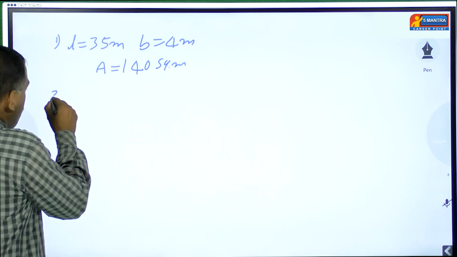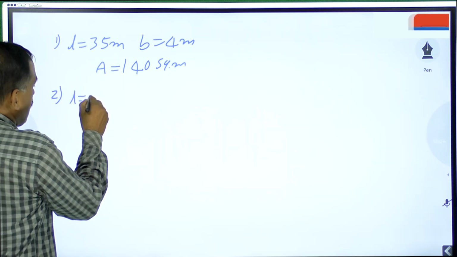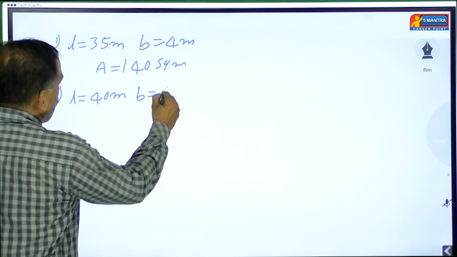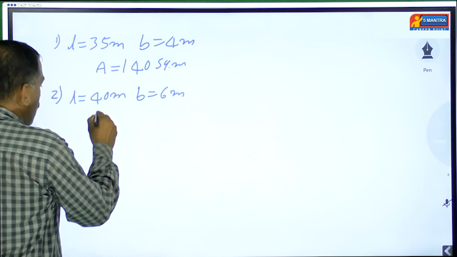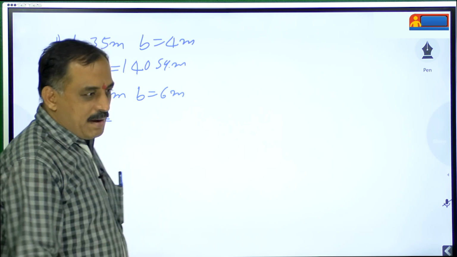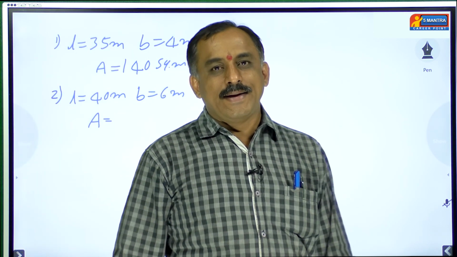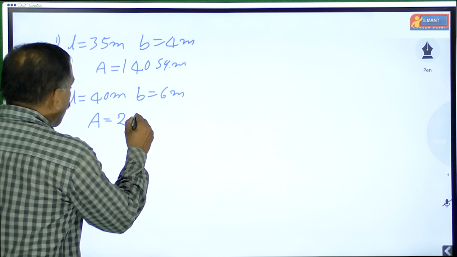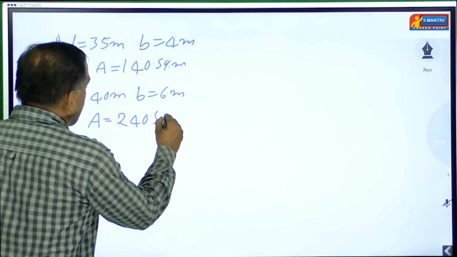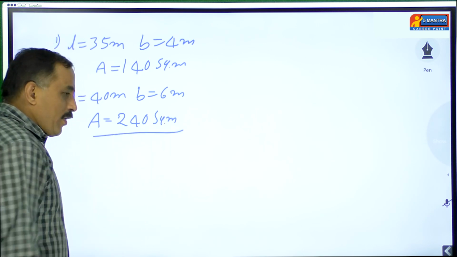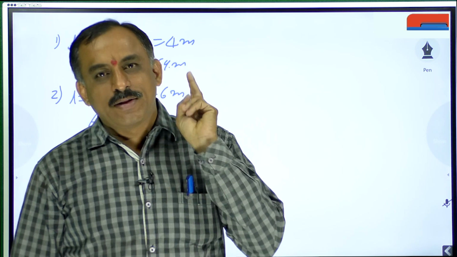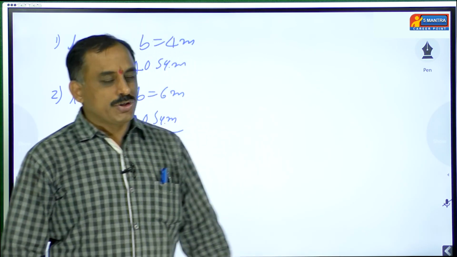Now the second question: the length of the rectangle is 40 meter and its breadth is 6 meter. Then what is the area? Again the formula is the same, the area of the rectangle is L into B. Now here 40 into 6, 240 square meter. Out of 4 questions we have already completed 2 questions. Then the next one, the third question.